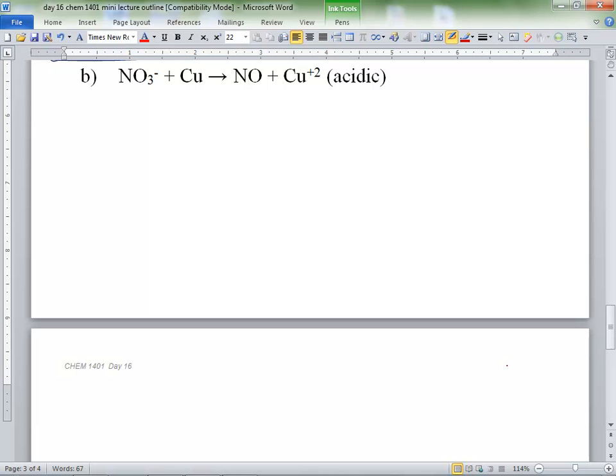This probably isn't B in your notes. It might be a different letter, but it's nitrate plus copper gives NO plus Cu plus 2. And it's an acidic solution.